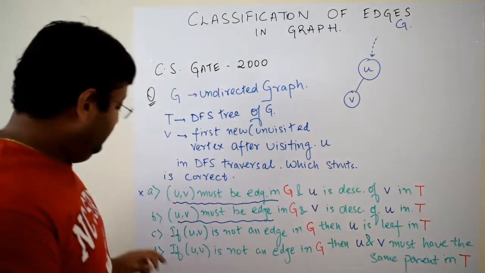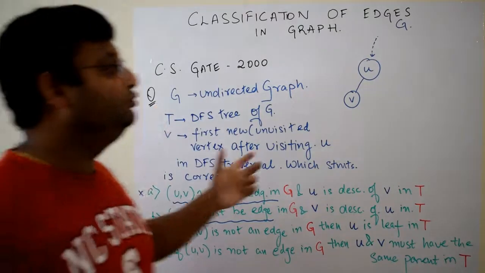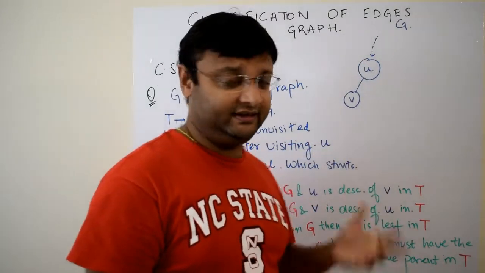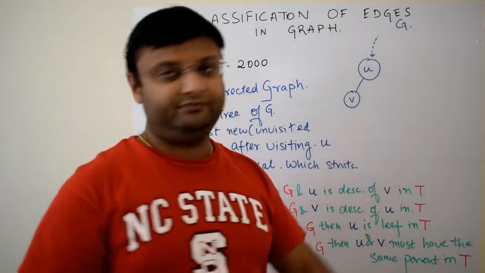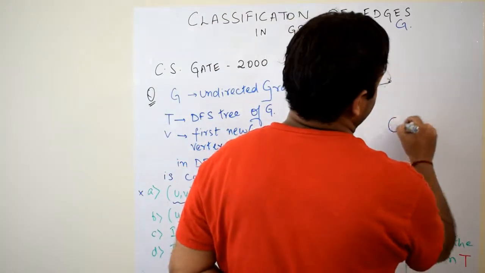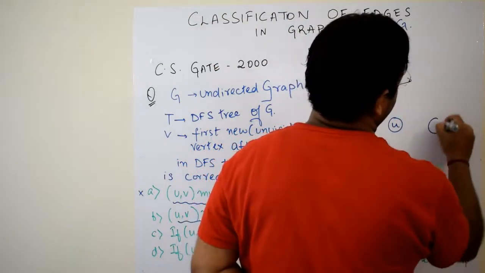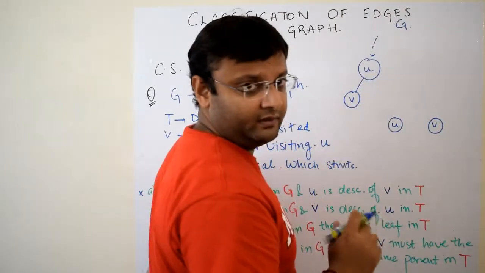Now let's move to this option C. It is not saying that (U, V) has to be an edge. It is saying that if it's not an edge, then U is a leaf, right? So let's imagine a scenario. For example, U is here and V is there, and U is visited first, and immediately after that V is visited. So how is this possible?